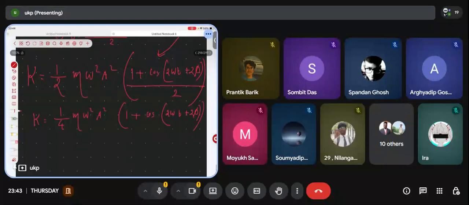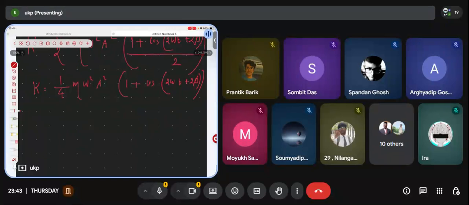Anyone? Let's multiply, guys. Let's distribute this over the two terms. तो k equal to क्या आएगा? 1 by 4 m omega square a square plus 1 by 4. Anyone just check the calculation and confirm me. If you find any calculation mistake, please let me know immediately. Half m omega square a square into cos of 2 omega t plus 2 phi.